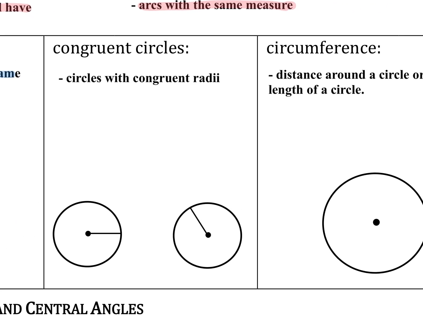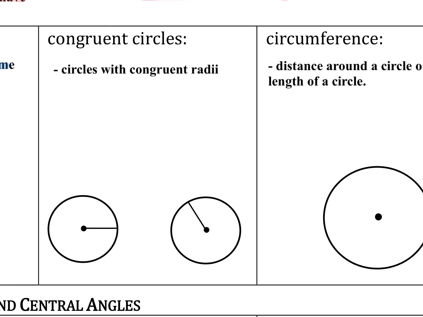Now, congruent circles. These are circles with congruent radii. Say, for example, here the radius is 10 centimeters. It means we can only claim that this is a congruent circle if the radius of the other circle is also 10 centimeters. Let's call this circle O and this one P. So we can conclude that circle O is congruent with circle P because their radius is 10 centimeters.